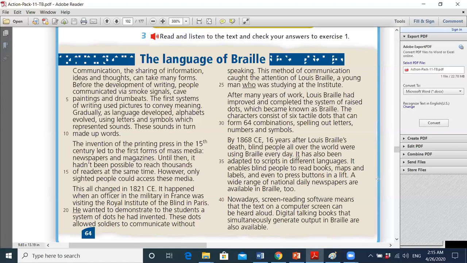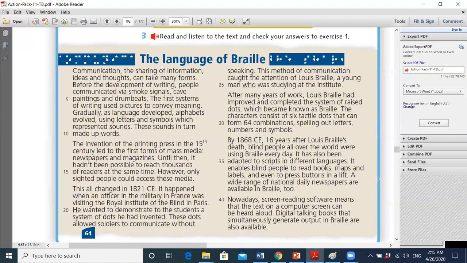This all changed in 1821 CE. You remember CE, right? What does CE stand for? It represents, or it stands for the words current era. Okay, so in 1821, things happened that made a huge change.